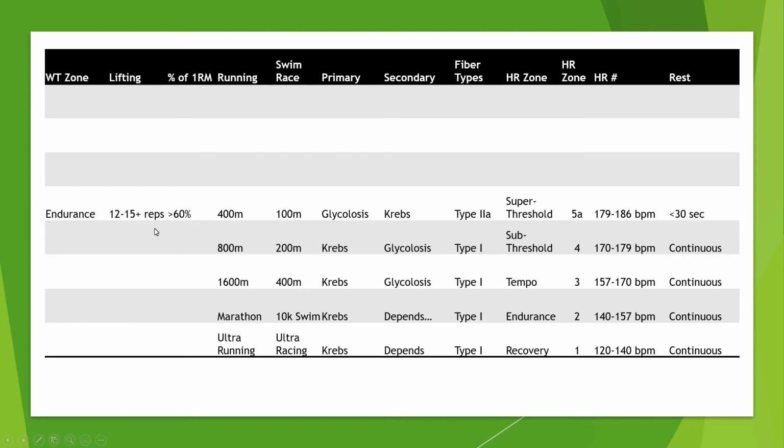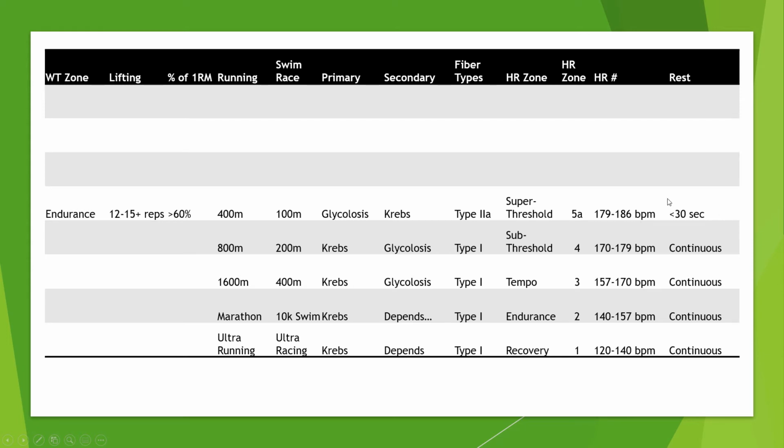And then you have zone number 5. This is our first anaerobic zone. So this is where we're talking about intervals quite a bit. And we have our heart rate zone. This is 5A, or the super threshold zone. Fiber types, you're starting to primarily use type 2A muscle fiber. Primary energy system is glycolysis, with secondary as Krebs cycle. So this is where you're starting to push that beats per minute, 179 to 186.